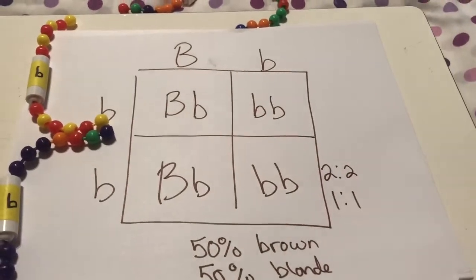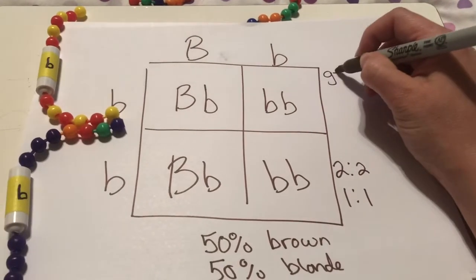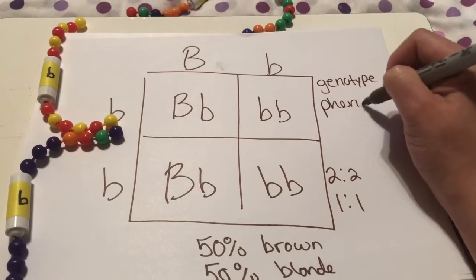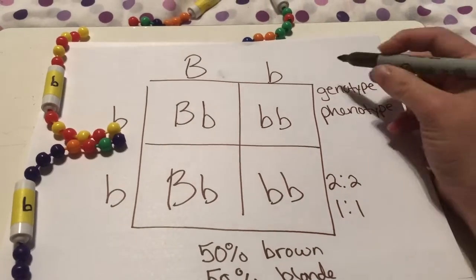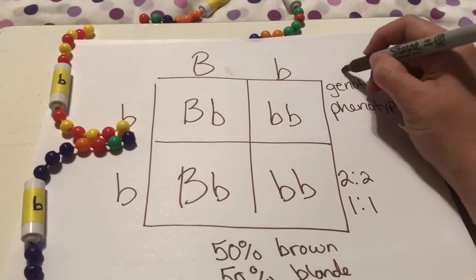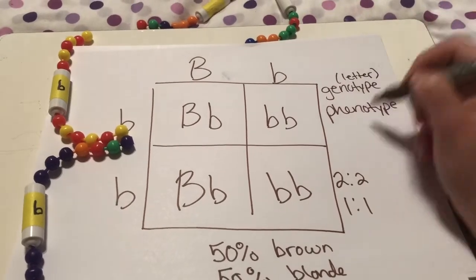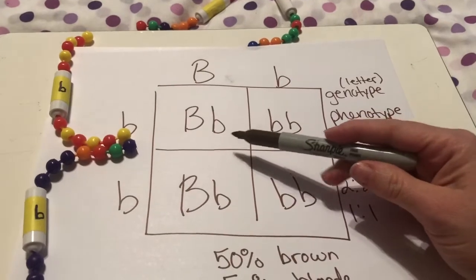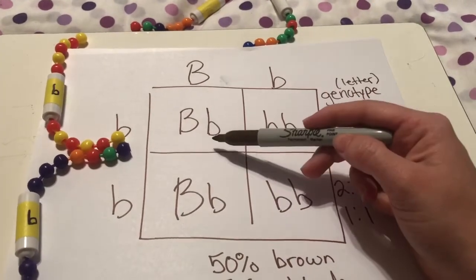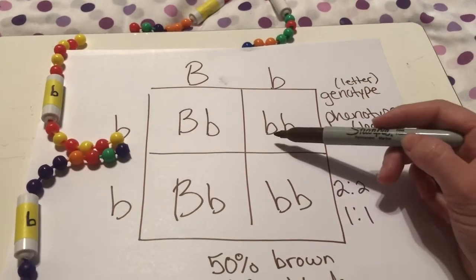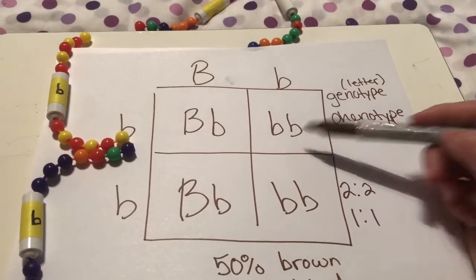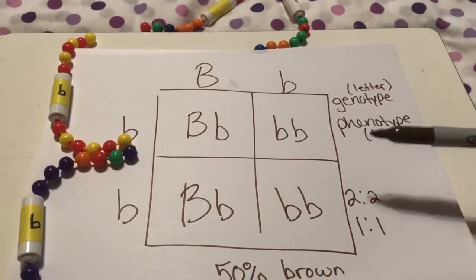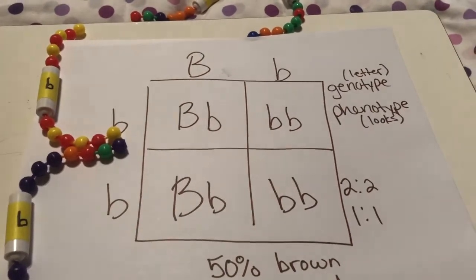Okay. Also, let's review here real quick a difference between genotype and phenotype. Genotype, you're going to think letters. Phenotype, you're going to think looks. So the genotype, 50% of their kids are going to be big B, small b. 50% of their kids are going to be small b, small b. For phenotype, 50% will have brown hair, 50% will have blonde hair. We'll do some more practice with that later.